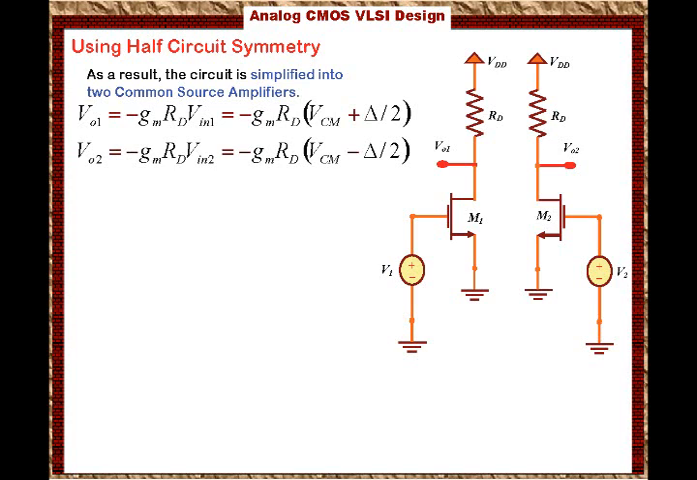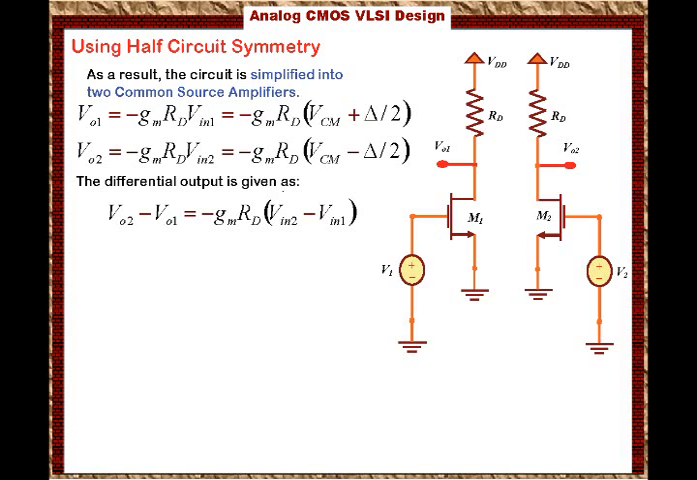And we already know the differential output voltage to be the difference between the two terms, which is Vout2 minus Vout1. And when we carry out the math, this will equal minus Gm Rd times Vn2 minus Vn1. And the V common mode terms cancel out. By dividing by Vn2 minus Vn1, we have Vout2 minus Vout1 over Vn2 minus Vn1 equal to minus Gm times Rd. We end up with the same answer as we did using the superposition technique.